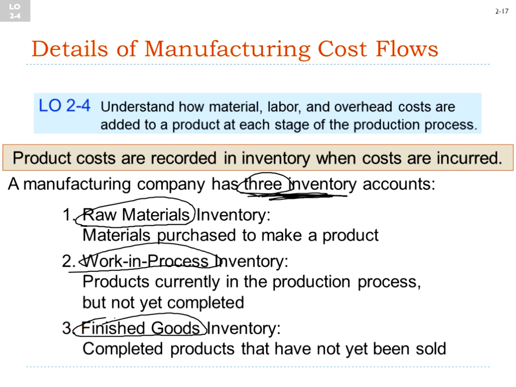So again, a manufacturing company has 3 different inventory accounts, whereas a retailer is going to have just 1, and a service company is not going to have any inventory account, generally speaking.